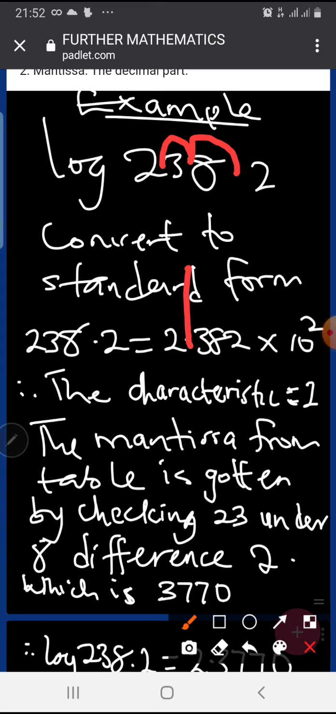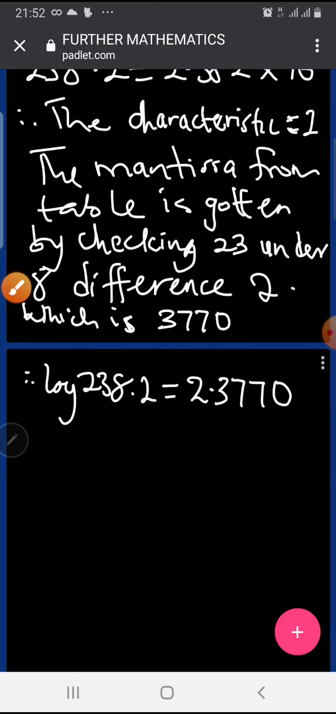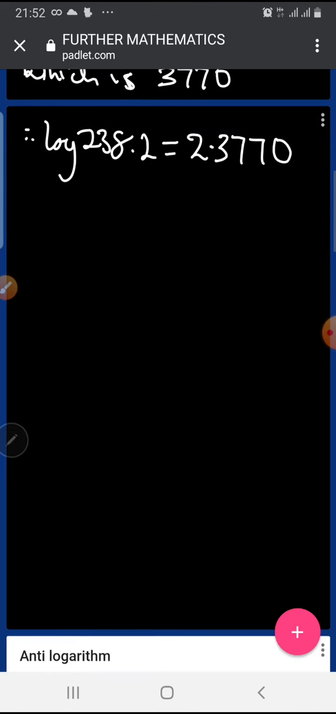If you do that, you get 3770, and this will form the decimal. So the characteristic is 2, and the mantissa is 3770. Therefore, the answer of log 238.2 is 2.3770. Is that understood? I think it's simple enough.